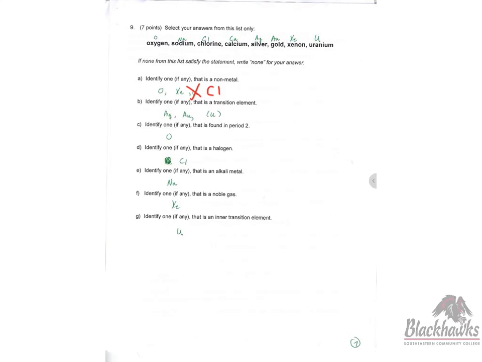Halogens, those are 7A elements, and chlorine's the only one that fits that bill. E, alkali metal, those are 1A elements, sodium. F, noble gases, remember that's rare gases or inert gases, that's 8A, that's clear over there at the right. And then an inner transition element, the only one is uranium.